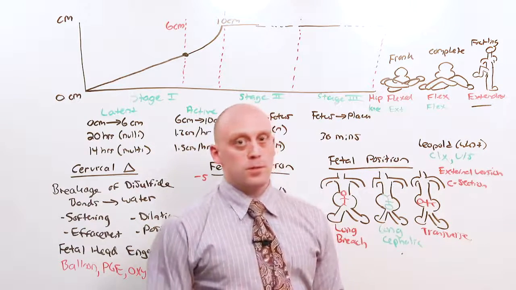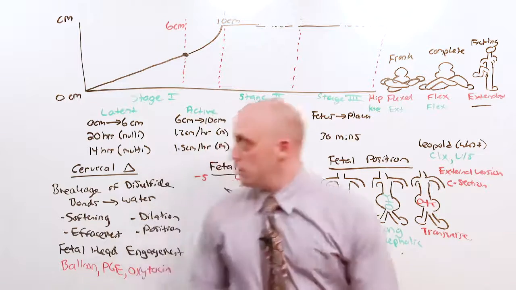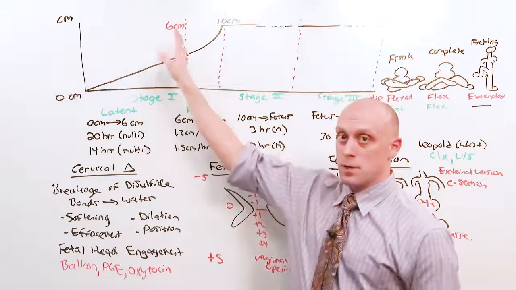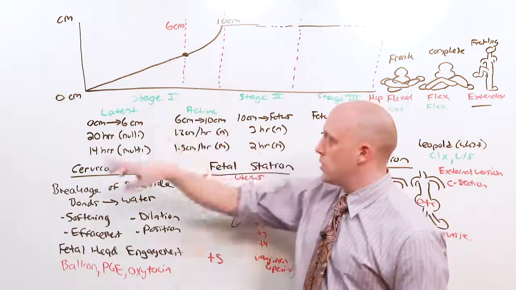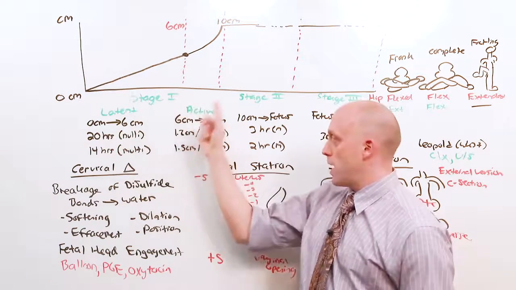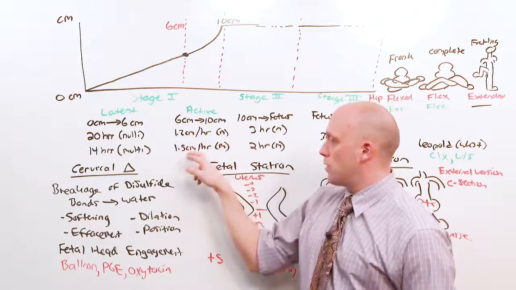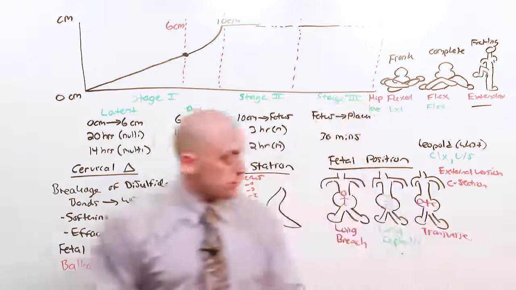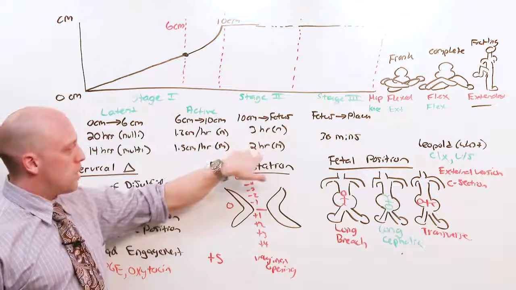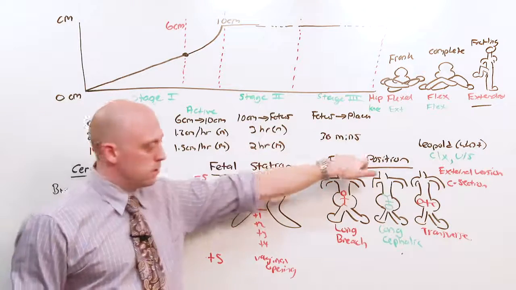This was normal labor and a little bit about breech. There's a lot you've got to know. Be able to identify the stages and what's normal. 6 centimeters is what you want to commit to memory. Stage 1 latent, 20 hours nulliparous, 14 multiparous. Stage 1 active, 1.2 centimeters per hour nulliparous, 1.5 centimeters per hour multiparous. Stage 2, 10 centimeters to fetus, 3 hours nulliparous, 2 hours multiparous. Stage 3, fetus to placenta, 30 minutes.